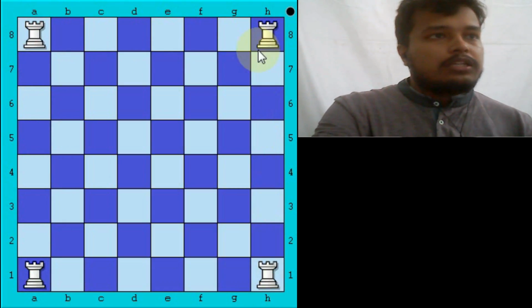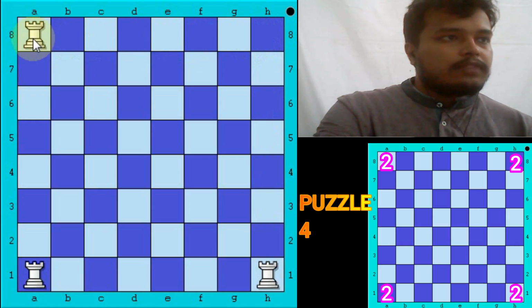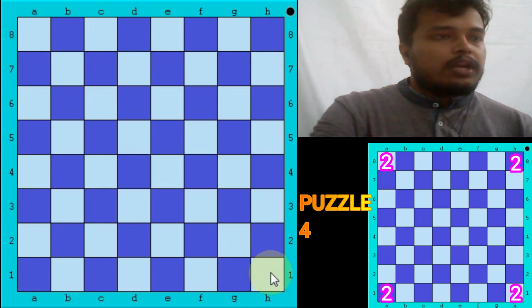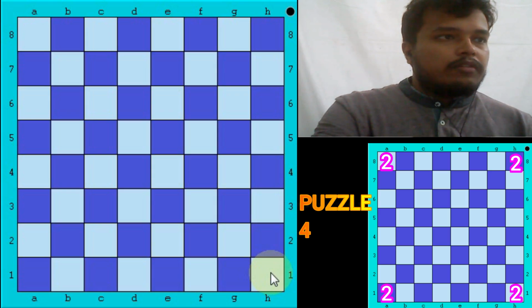And actually for this puzzle, there is another way where you can place the pieces such that they attack each square twice. You can try to find it out.